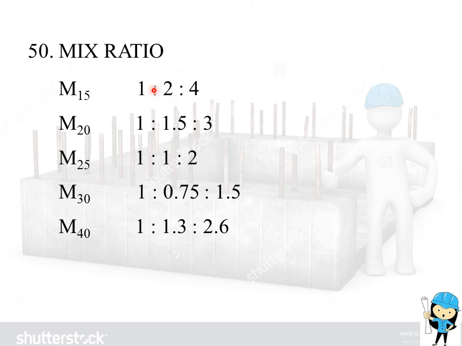So the first proportion is for the cement, the second proportion is for fine aggregate, and the third proportion is for the coarse aggregate. For M20 it is 1:1.5:3. For M25 it is 1:1:2. For M30 it is 1:0.75:1.5. For M40 it is 1:1.3:2.6.